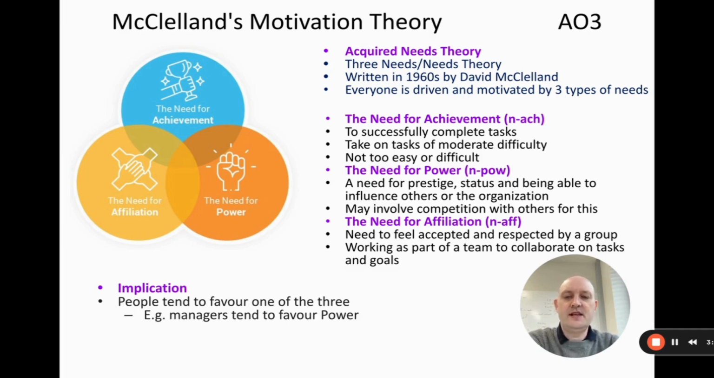The implication of this is, in his research, McClelland found that in general, people tend to favor one of these needs over the other 2. So yourselves, you might think, well, one of these is more important for you than others. Some people might think, well, achievement's more important. In his research, he found that managers tend to favor the need for power, which kind of makes sense. Managers are people who are in higher stages within the hierarchy of the organization, and these people have felt a desire to move upwards because they want the prestige and status, the ability to influence others within the organization.